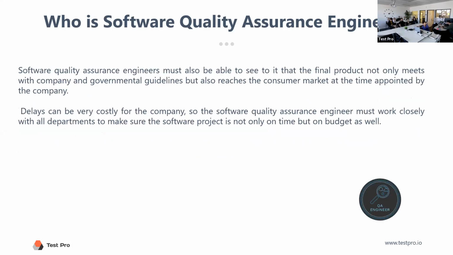So, who is a software quality assurance engineer? Software quality assurance engineers must also be able to see to it that the final product not only meets company and governmental guidelines, but also reaches the consumer market at the time appointed by the company. Delays can be very costly for the company, so the software quality assurance engineer must work closely with all departments to make sure the software project is not only on time, but on budget as well.